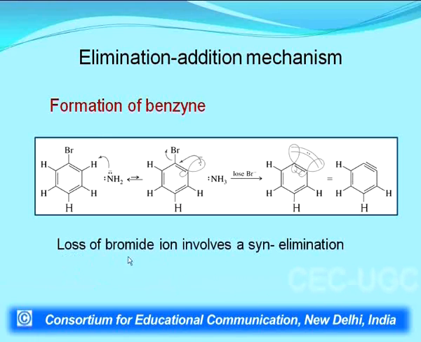Another factor here is that the loss of this bromide ion involves a cis-syn elimination. Normally, an elimination reaction requires a trans position, that is, if a pair of electrons attacks from this side, this halogen must leave from this side, but here they are on the same side. So, all these factors make this step quite slow.